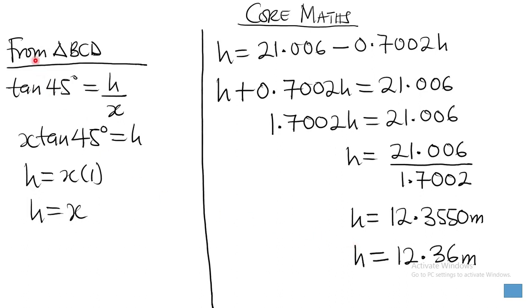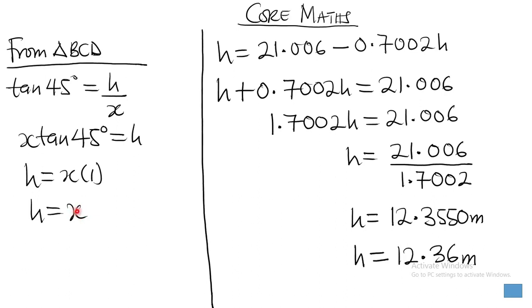Right. So from triangle BCD, tan 45 degrees is equal to what? H on X. So making H the subject, you are going to get X tan 45 degrees. So tan 45 degrees is 1. So H will be equal to what? X times 1, which is what? X. I hope you are following. Good.